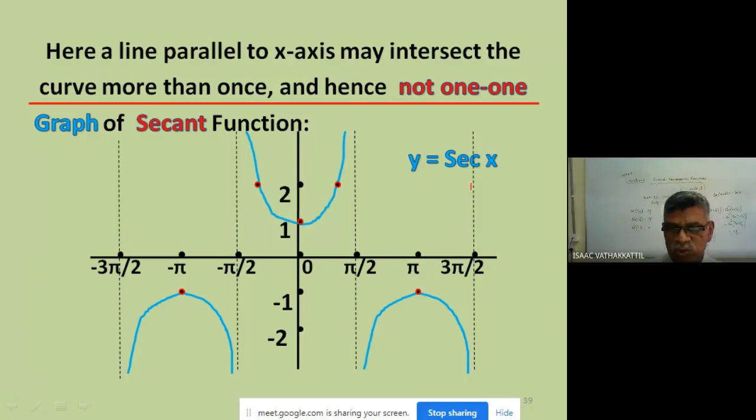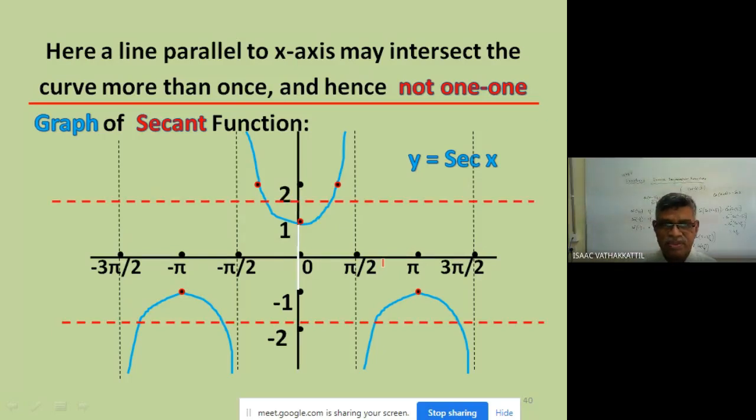Now we have to look at what portion of the domain we can select so that a horizontal line will not intersect the graph more than once. Remember, between minus 1 and 1 there is no graph, so no horizontal line is needed there. Other horizontal lines intersect more than once. So you cannot take minus pi by 2 to pi by 2, as there again the graph will intersect twice.